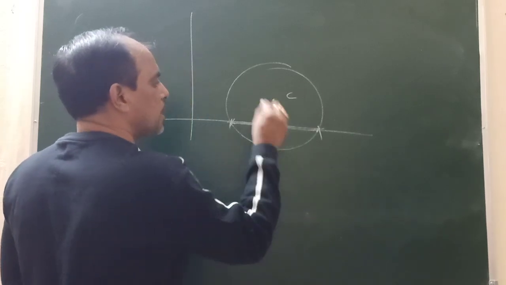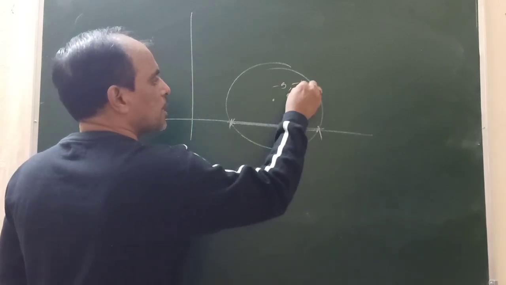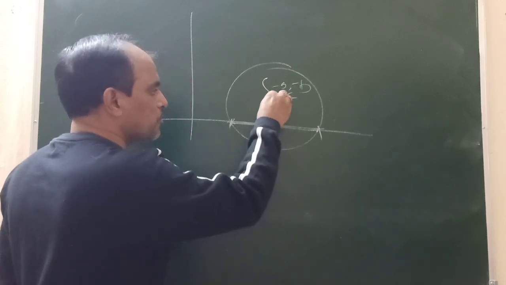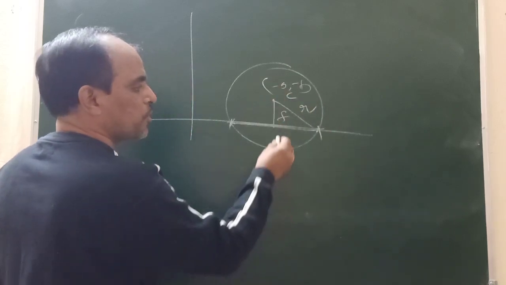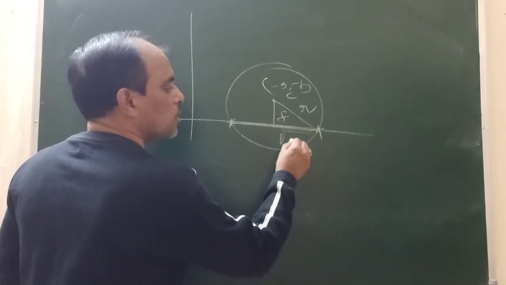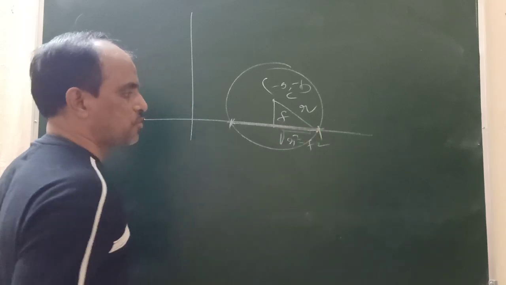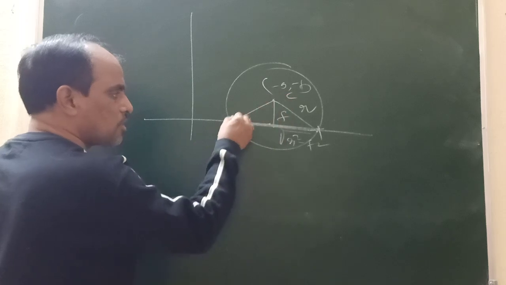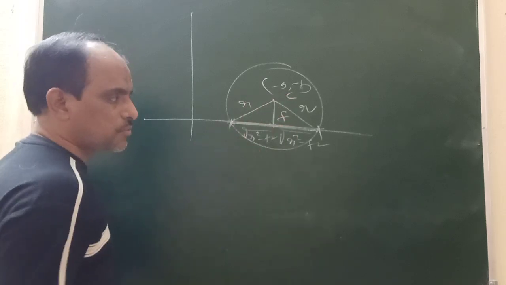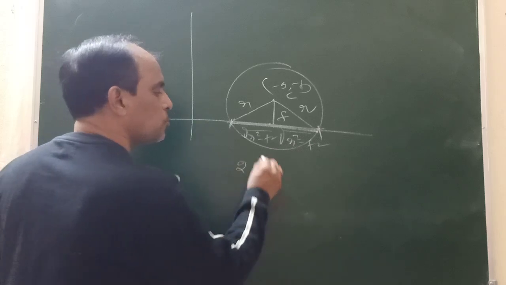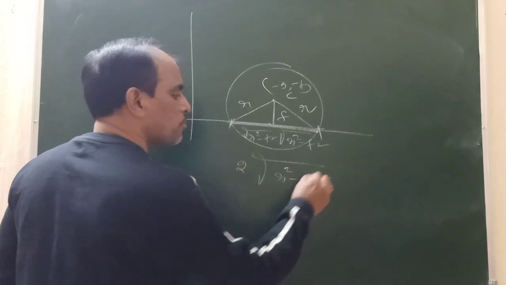You see, this is the center, and I am assuming it is minus G, minus F. So this is nothing but F, and this is nothing but R. So what about this one? Root of R square minus F square. In the same way, this is also R and this one is F, so this is also root of R square minus F square. So the total length is 2 into root of R square minus F square.